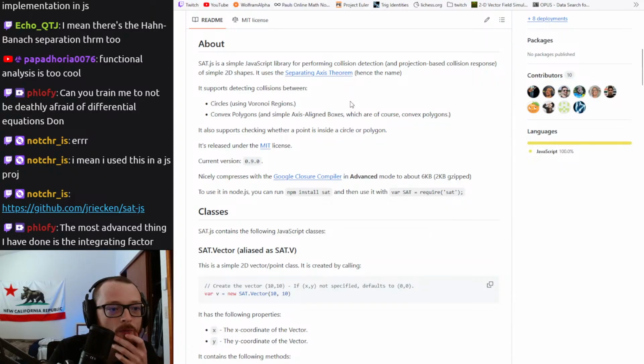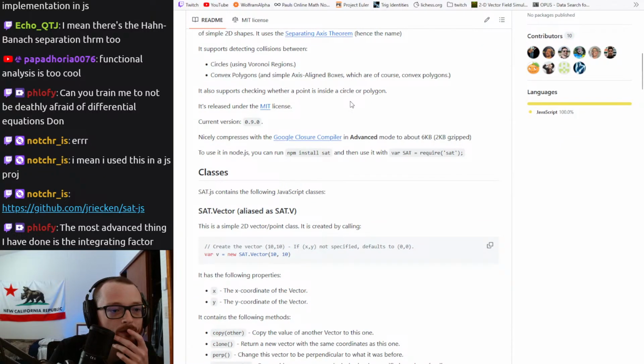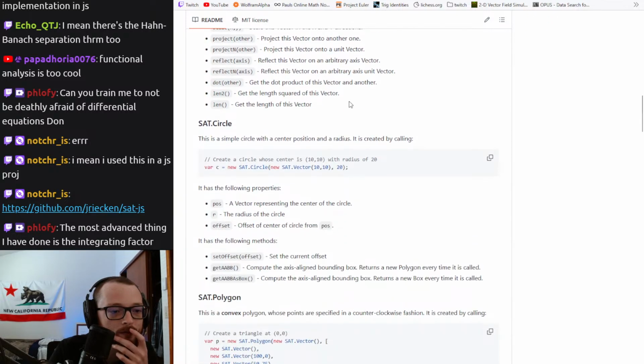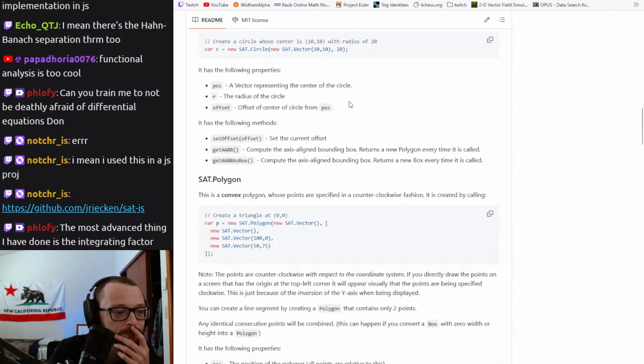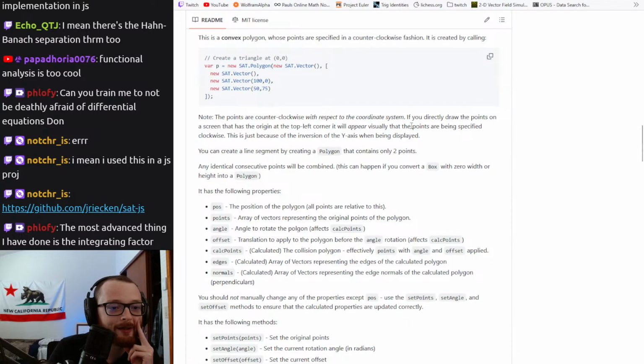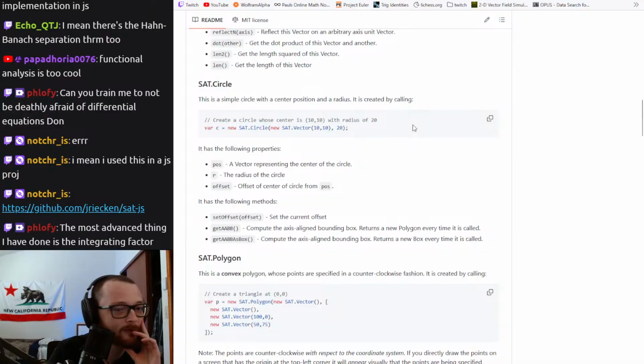Collision detection. Oh, nice, nice. Yeah, that's exactly when you'd want to use this. Advancing it on its integrating factor. Okay, so it sounds like you're early on. Okay. How to not be afraid of differential equations.